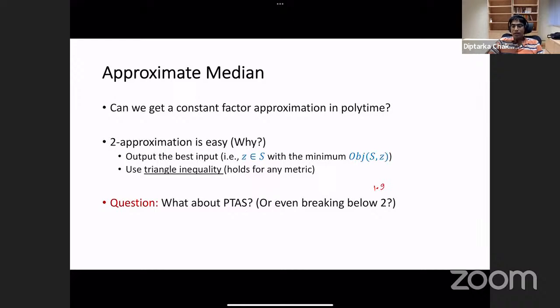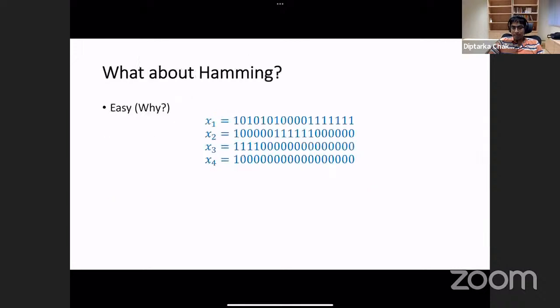Okay. So now let's take a special case, the Hamming distance. Hamming distance is a special case of edit distance because for edit distance, the set of edit operations are insertion, deletion, substitution. On the other hand, for Hamming, we only have substitution. So it turns out the median problem for Hamming distance is very simple.